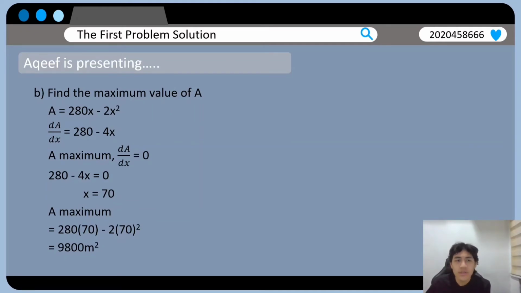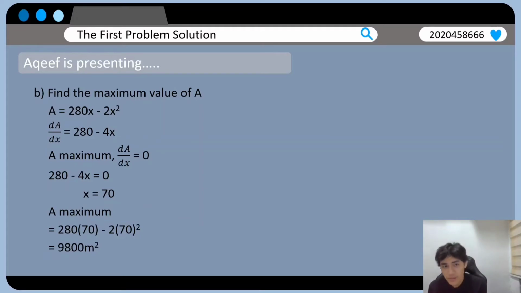We have to differentiate the equation first. We get 280 minus 4x. For maximum, dA over dx equals 0. So we know that dA over dx is 280 minus 4x, so we set it equal to 0. Then we divide 280 by 4, and we get the value of x.